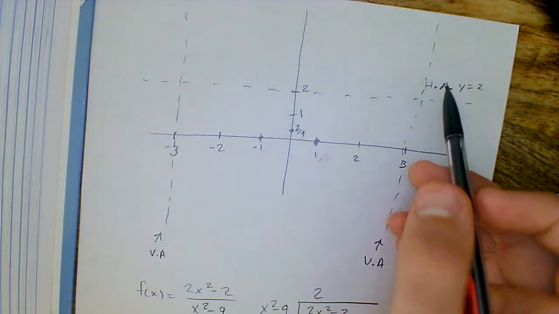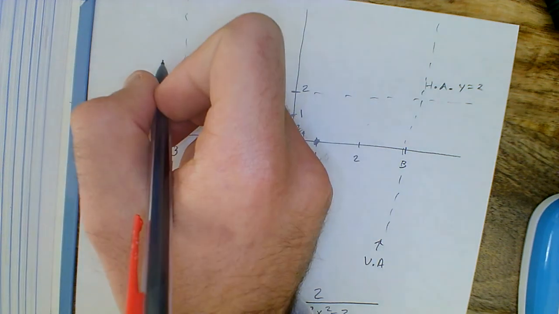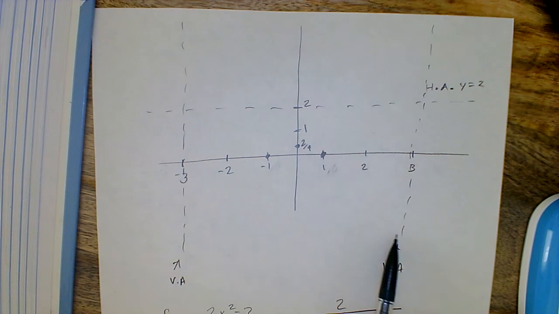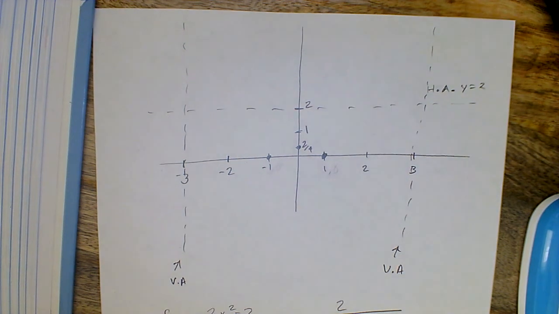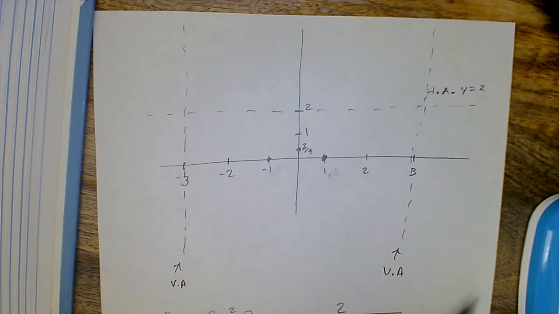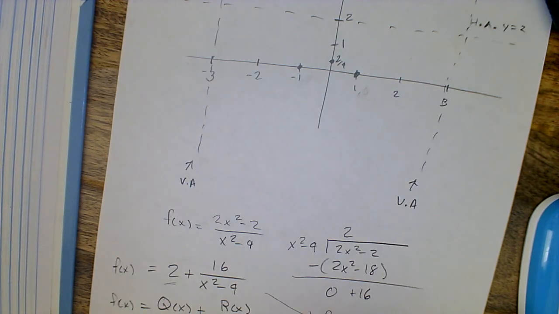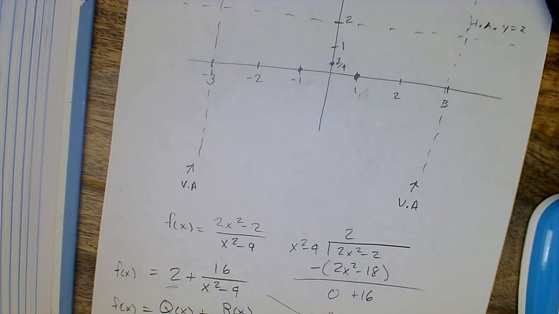So in each of these intervals, you need to figure out what side of the horizontal asymptote you're on. So if I take my test values, the test values are going to be around the vertical asymptotes. So you're going to test a value in the interval negative infinity to negative 3, negative 3 to 3, and 3 to infinity.